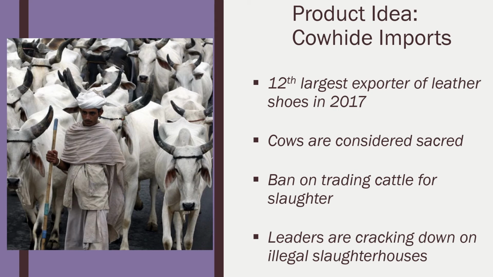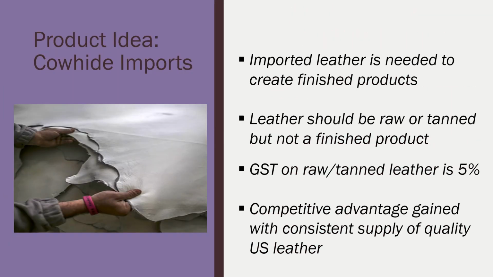Importing cowhide to serve the leather industry would provide a resource to an underserved market and allow local citizens to keep their livelihood. In order to avoid a higher goods and services tax, the leather should be raw or tanned but cannot be a finished product. Importing cowhides would provide India's leather industry with a consistent supply of quality leather from the United States, allowing leather merchants to stay in business.